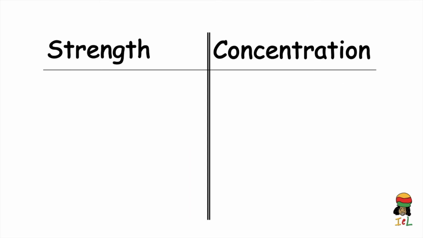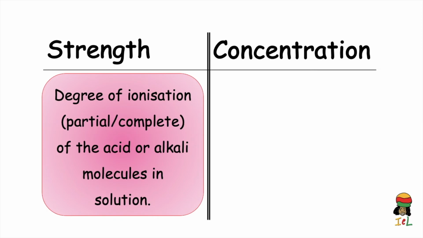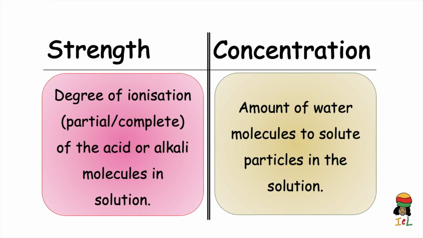So let us summarize the difference between strength and concentration. Strength corresponds to the degree of ionization of the acid or alkali molecules in solution. That is, whether the molecules are partially or completely dissociated. Concentration has to do with the amount of water molecules to solute particles in solution. If there are fewer water molecules to solute molecules, then you have a concentrated solution. If there are more water molecules than solute molecules, you have a dilute solution.